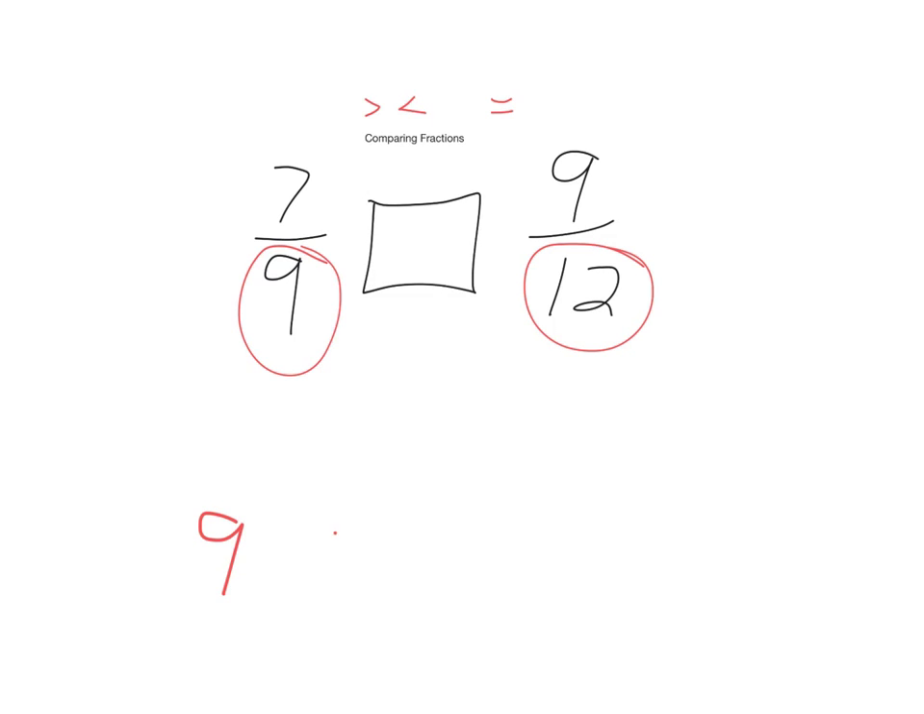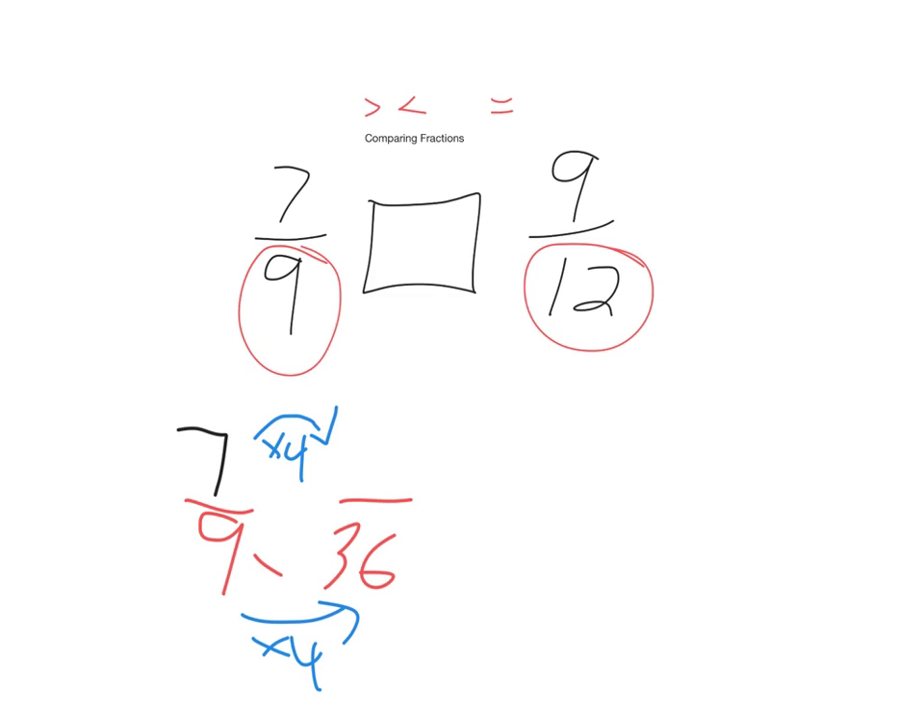So you're going to be looking at making that 9 into 36 somehow, okay? What do we have to do to make that 9 into 36? 9 times what is 36? 4. So we're going to multiply by 4, right? Now, whatever we do on the bottom, we have to do on the top, right? So we're going to multiply the top by 4 as well. We have originally 7, right? What's 7 times 4? 28, right?